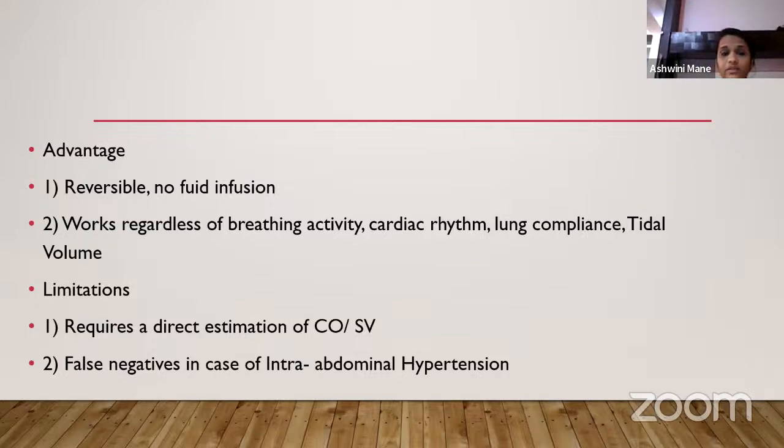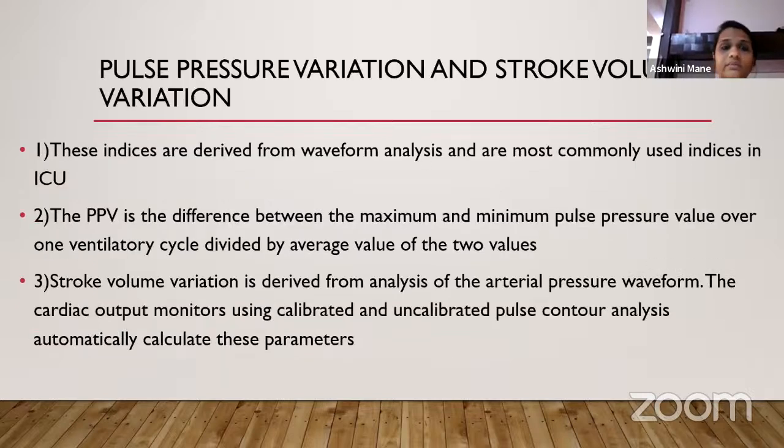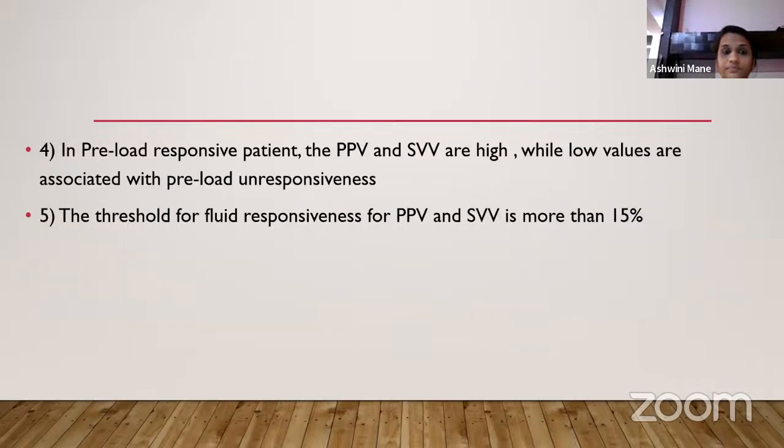in case of intra-abdominal hypertension. So another variable is pulse pressure variation and stroke volume variation. These indices are derived from waveform analysis and are the most commonly used indices in the ICU. The pulse pressure variation is the difference between the maximum and minimum pulse pressure value over one ventilatory cycle divided by the average value of these two. Stroke volume variation is derived by the analysis of the arterial pressure waveform. Cardiac output monitoring using calibrated and uncalibrated pulse contour analysis automatically calculates these parameters.